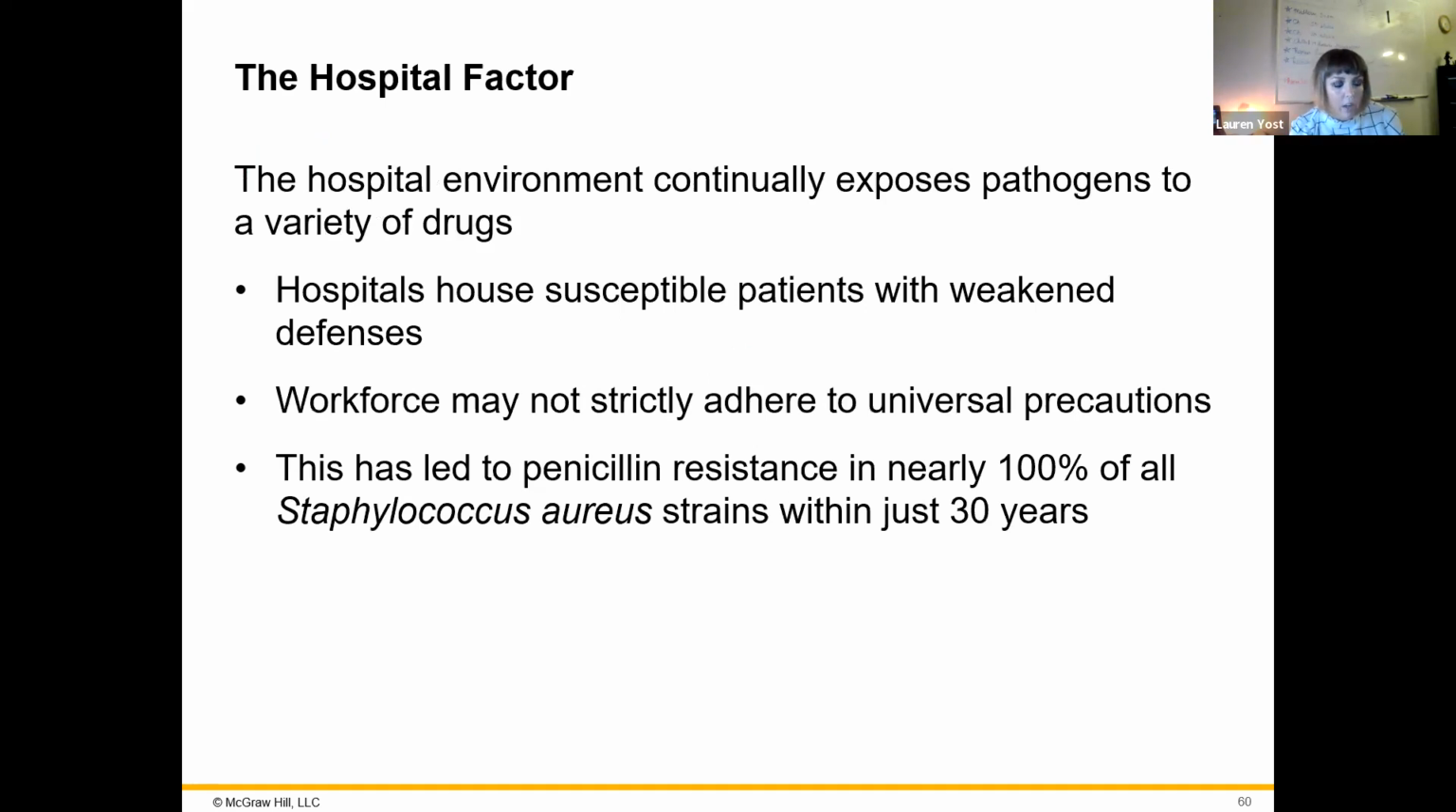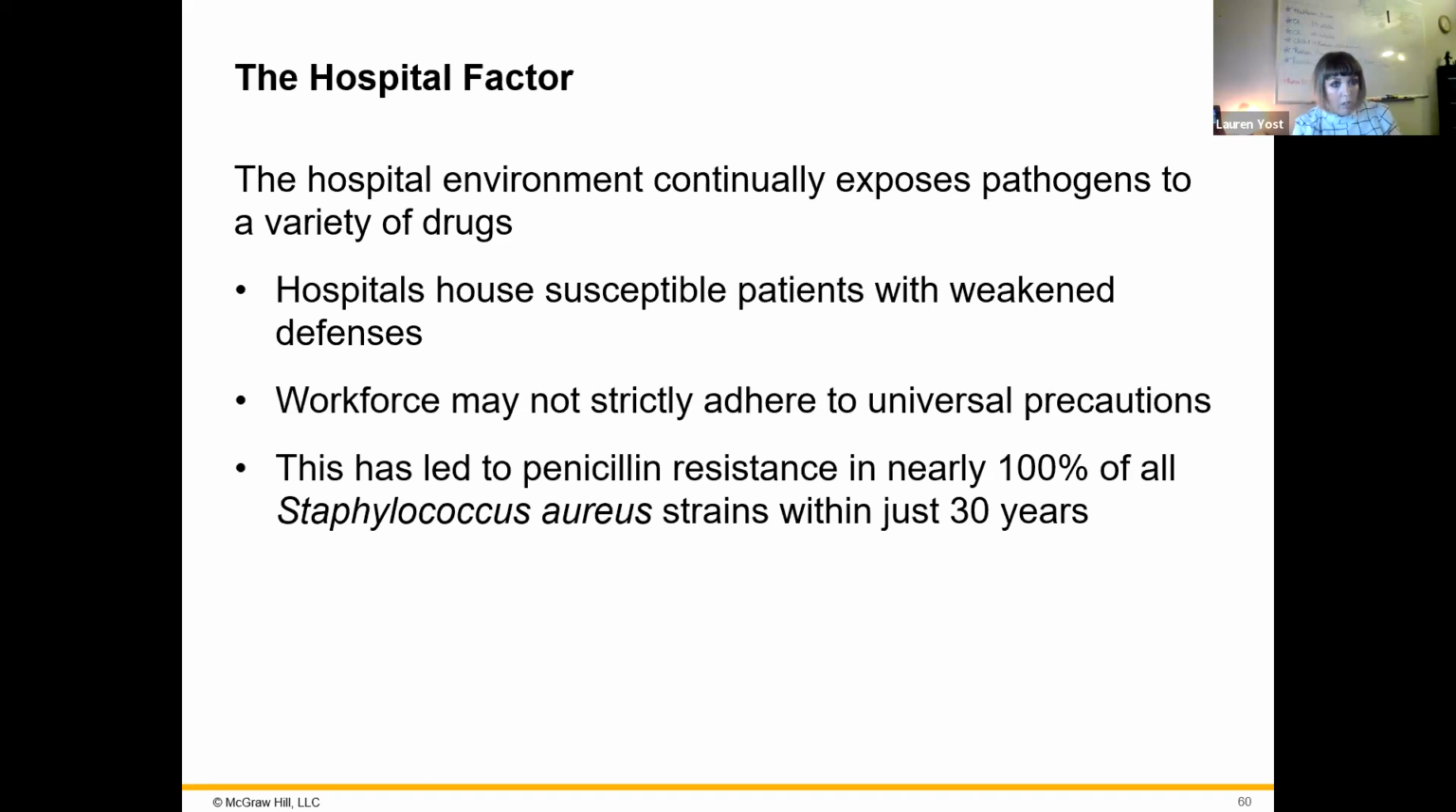They'll become resistant, and then that can be transferred eventually back to us. Hospitals often have weakened patients, and the workforce doesn't adhere to universal precautions, right? We know that's the case, not always intentionally, but sometimes it just happens by accident. So this has led to penicillin resistance. About 100% of Staph aureus is resistant in some way to some kind of antibiotic.